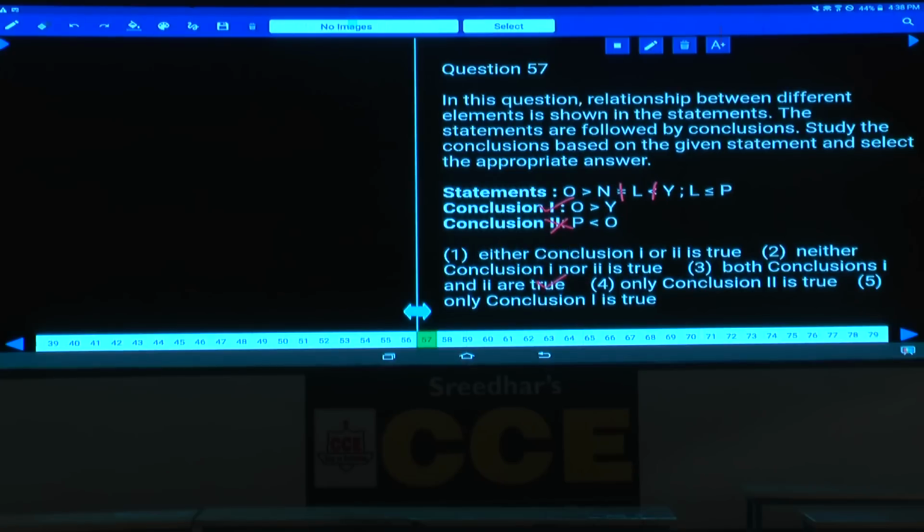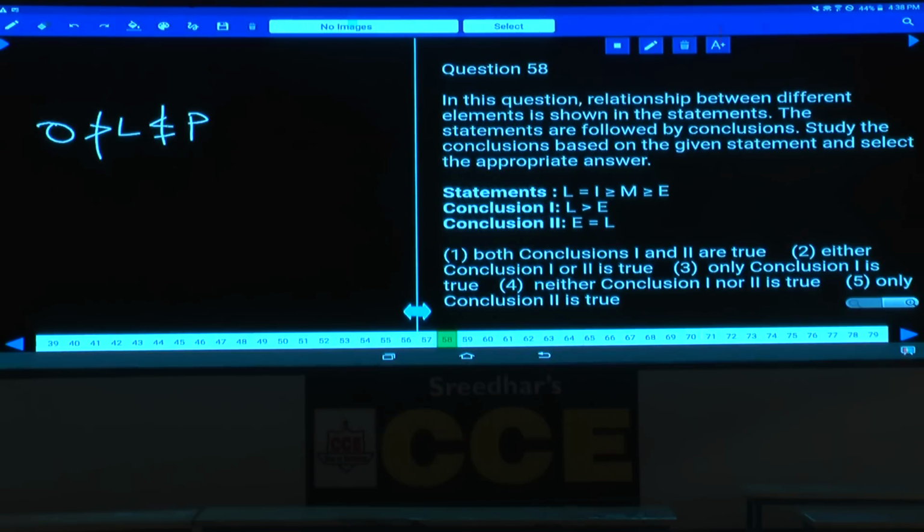Then 57. Now the relation between O and Y, greater than, lesser than, 2 opposite symbols, that is ruled out. Then the second one, P and O. O is here and P is here. Which element is common here? L is common. That means between O and L, O greater than L, L lesser than or equals to P. Between O and P there is 1 greater than, 1 lesser than, 2 opposite symbols, hence this cannot be determined. Then what is your answer here? Question number 57, neither 1 nor 2. No conclusion follows, choice 2.